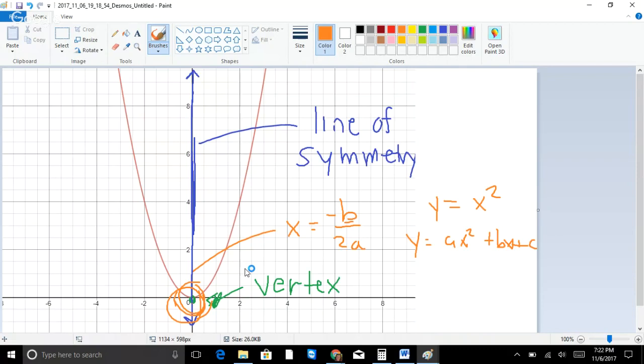If I match up my a, my b, and my c, the b term here is 0. B is 0. So when I plug this into my equation to find the x where my vertex and my line of symmetry are located, I get 0 over some number. So this one happens to be at 0. That's why we started off with the simplest case. So that is the basics of a parabola, or of a quadratic equation that is graphed as a parabola.